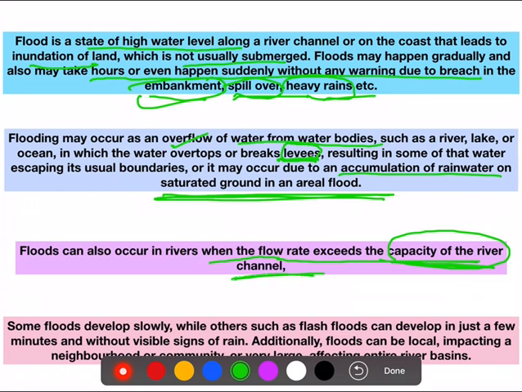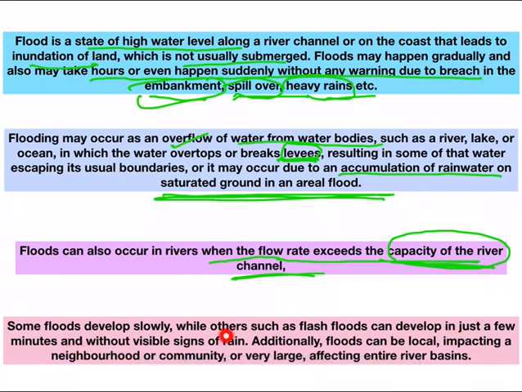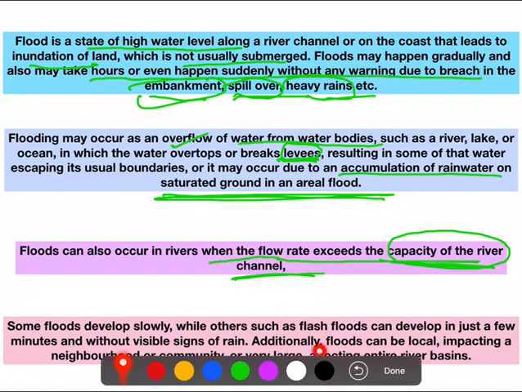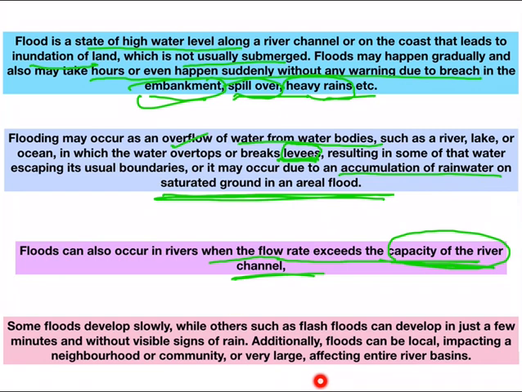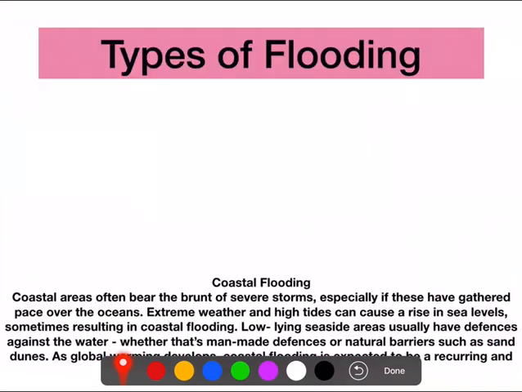And last, some floods develop slowly while other floods such as flash floods develop very fast. Some floods like underground floods will develop slowly, but flash floods develop very fast and will go away also very fast. So that is what this is saying. I hope you have understood. You can pause the video and go through what is written. All right, so we are moving to the next slide.